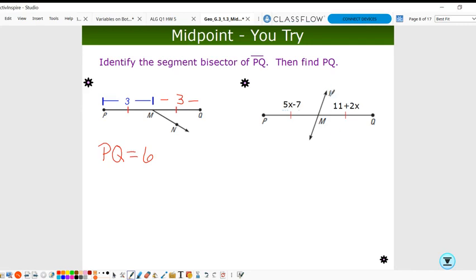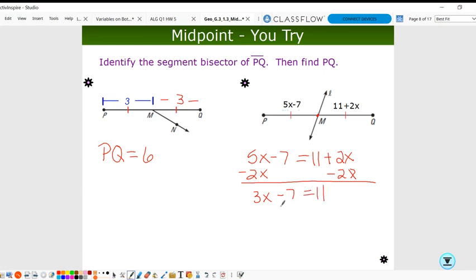In our second example, line L is our segment bisector because it's bisecting it right at that midpoint. Therefore, the expression 5x minus 7 is equal to 11 plus 2x. And we have to solve this multi-step equation by subtracting 2x from both sides. And we'll add 7 and solve a one-step equation by dividing by 3. We get our x value to be 6.